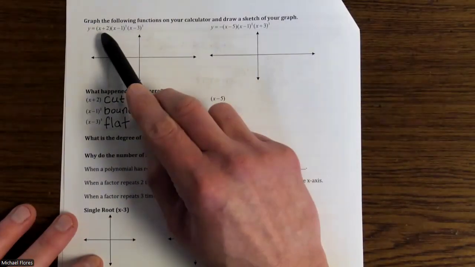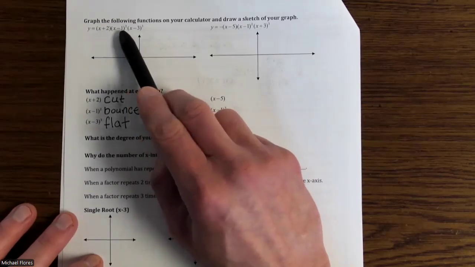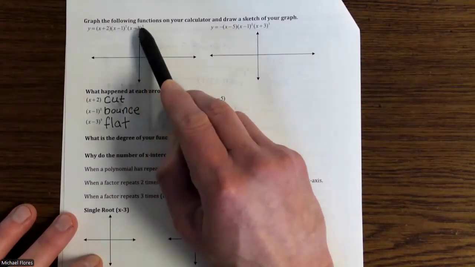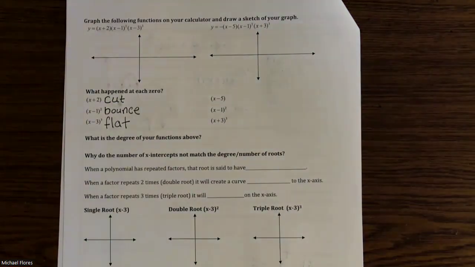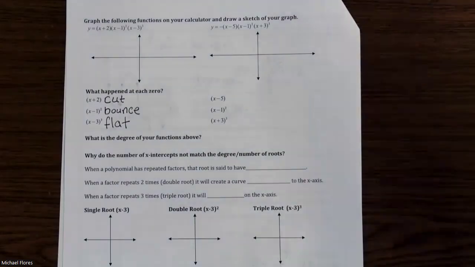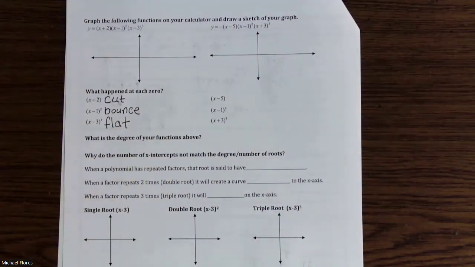This factor has a multiplicity of 1. This one has a multiplicity of 2. This one has a multiplicity of 3. Pretty easy so far, right? Squared, and that's multiplicity of 2. If it's cubed, that's multiplicity of 3. Now, based on the multiplicity, you should have an idea of what your graph is going to do when it gets to that x-intercept.